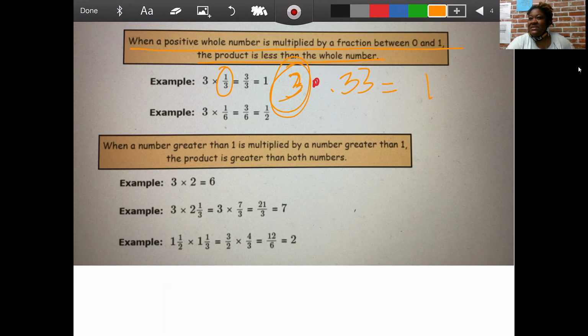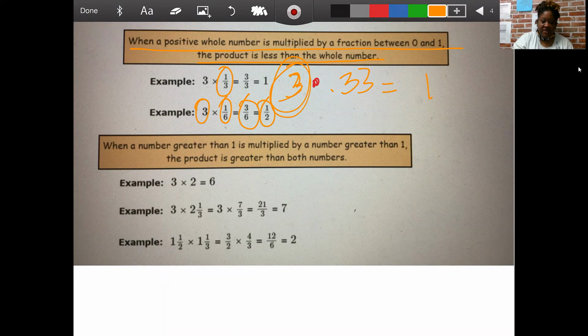I think the decimal for 1/6 is 16 cents. I may be wrong on that, but I think it's 16 cents. But nonetheless, you're multiplying 3 times a decimal, because 1/6 is a decimal, it's money, and you're going to get 3/6, which would be 1/2, which would be 50 cents. So 3 times 16 cents, let's just use that for now, would give you 50 cents.